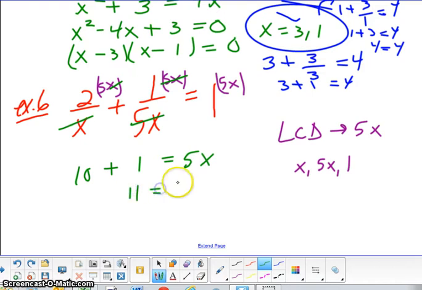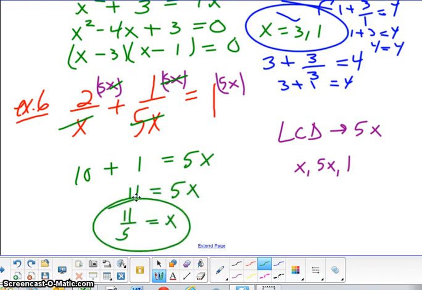So after combining like terms and dividing by 5, I get 11/5 as my answer. Again, check to see. Nothing's going to affect the x's. It's not going to be undefined. So I know that I am done.